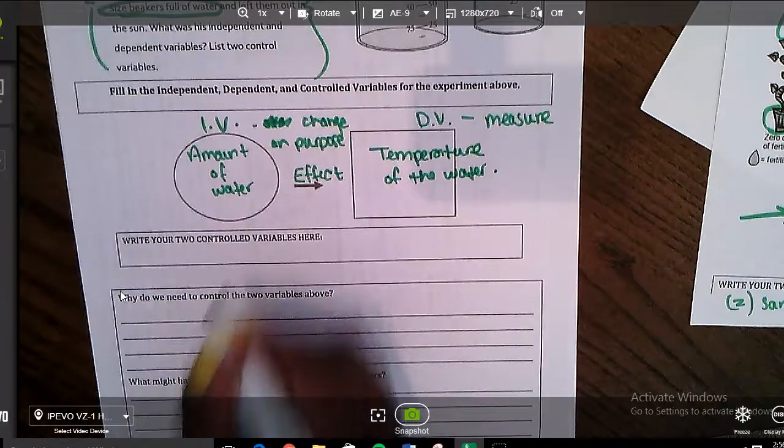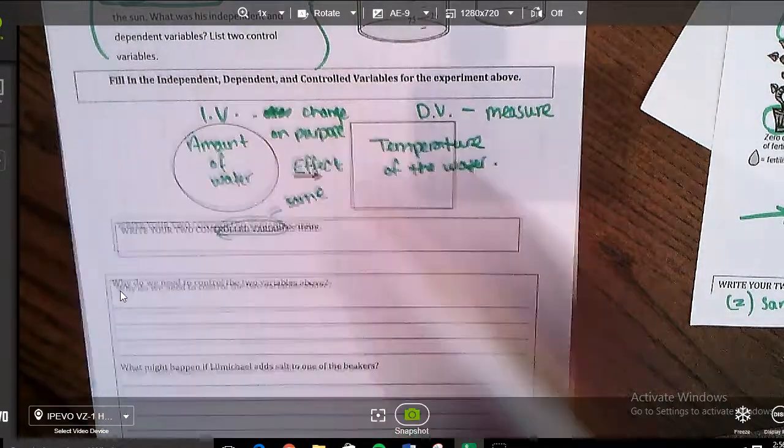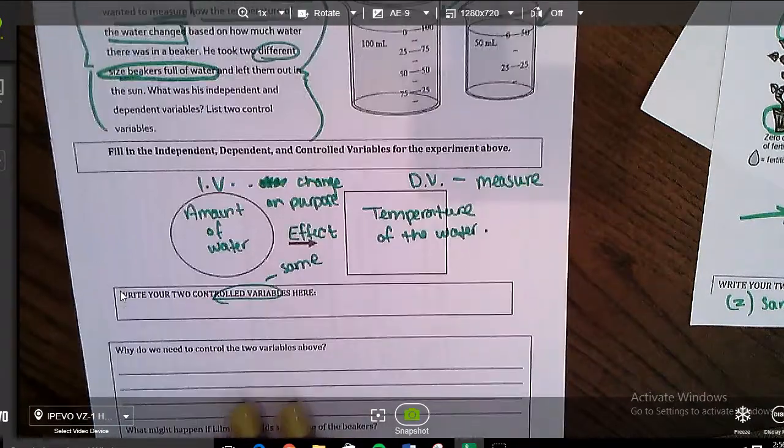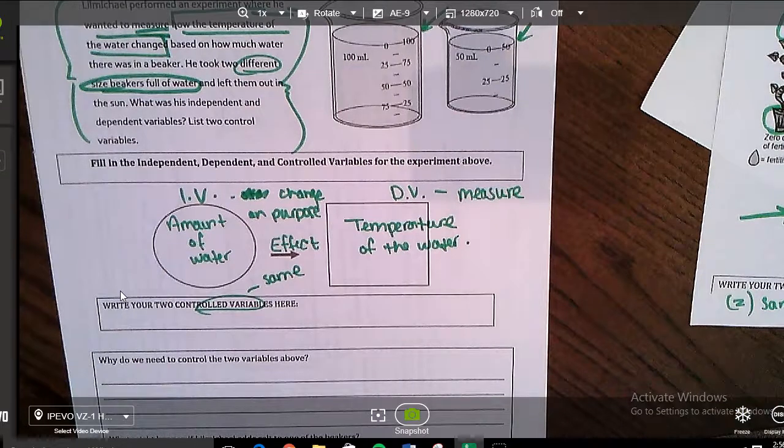Awesome. Now we go down below at the controlled variables, and this stays the same. What are our controlled variables here? Now, in order for you to get this, you're going to actually have to picture this experiment. So let's actually say I gave little Michael these 2 different beakers. They have 2 different amounts of water, and he sets them outside. What is something that has to stay the same?